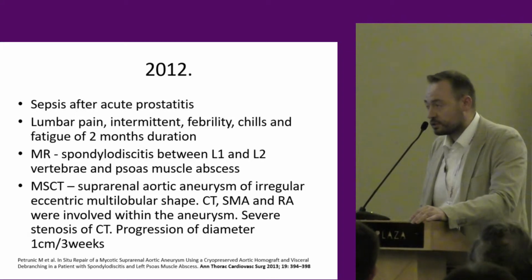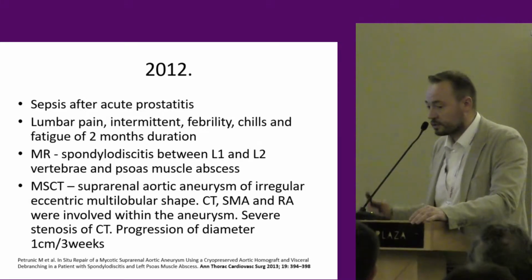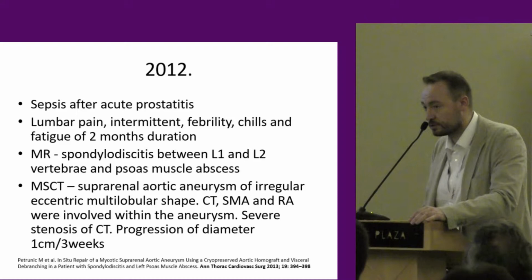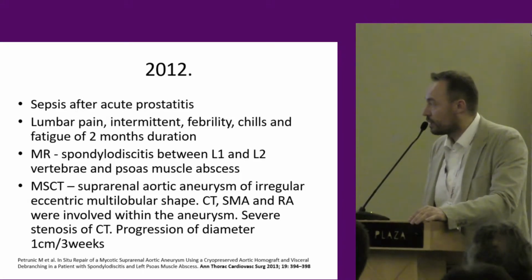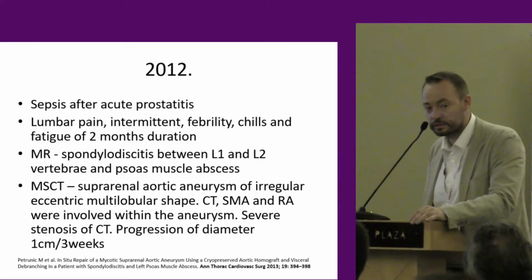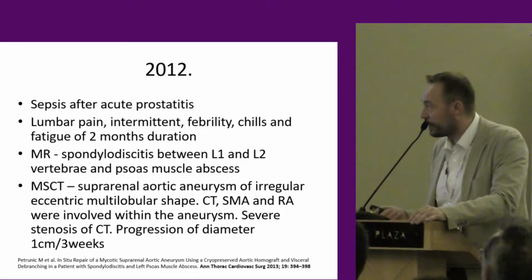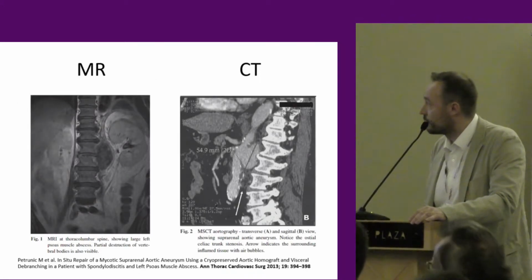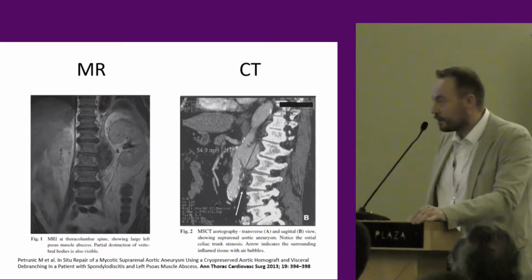He was put on intravenous antibiotics, and after some time he was transferred to our institution. We made a new CT which showed an increase of diameter of the aneurysm of 1 centimeter in 3 weeks' time, and he had bigger pain in his lumbar area. This is the MRI, and this is the CT. And our question is, what would you do?